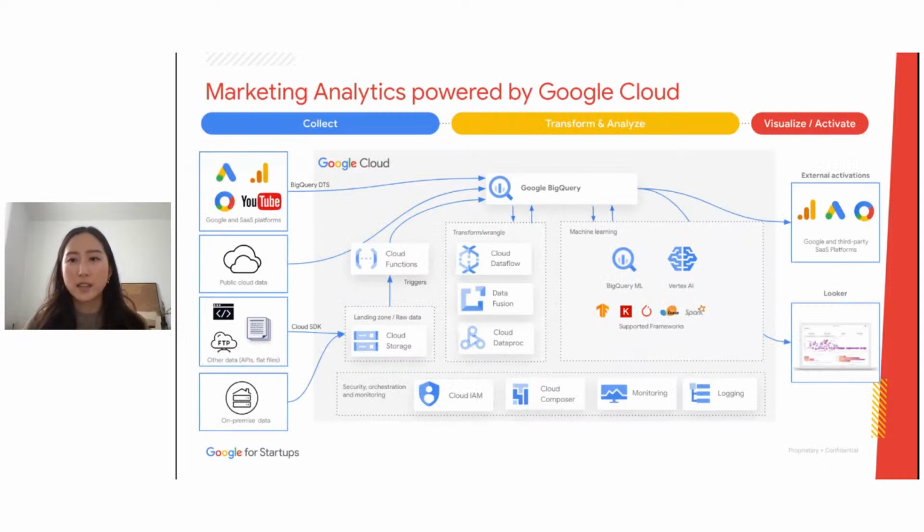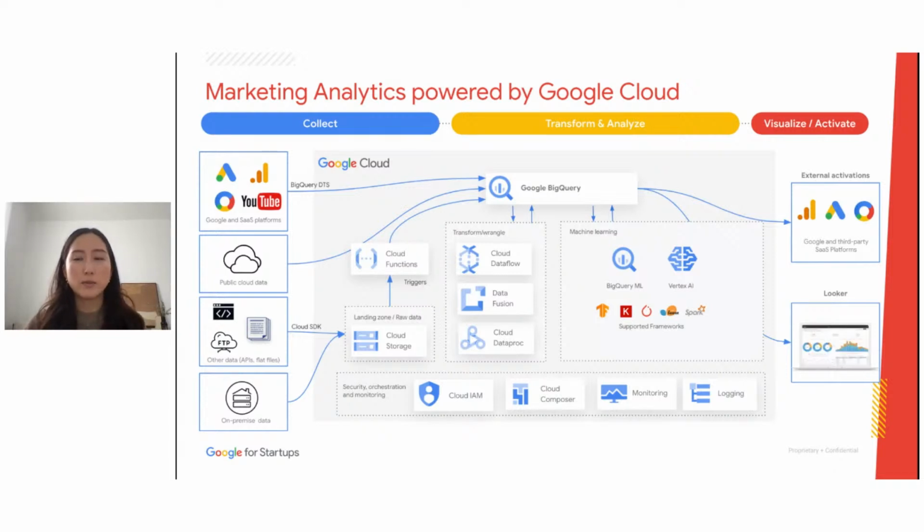So this is a big slide. This slide represents the sample marketing analytics reference architecture on Google Cloud. And you see there's 10 plus Google Cloud products on here. We're not going to be going into the details of each of them, but we're really just going to cover how all of them can come together to solve some high priority marketing analytics use cases.